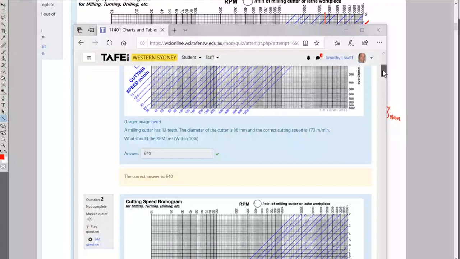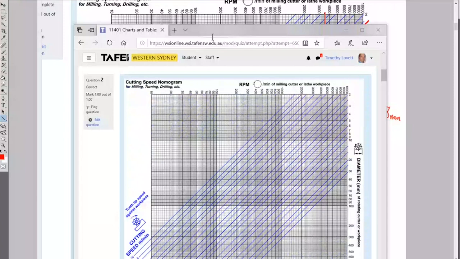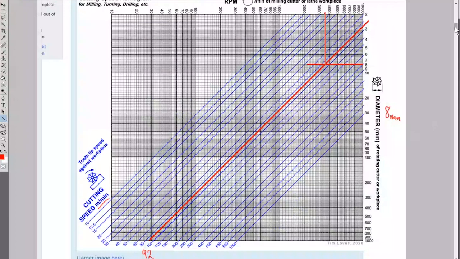Notice the revs per minute is pretty high. The reason it's so high is because the diameter is so small. It's a tiny little piece. It's only 8 mil diameter. So we've got to go really fast to get up to only 92 meters per minute.